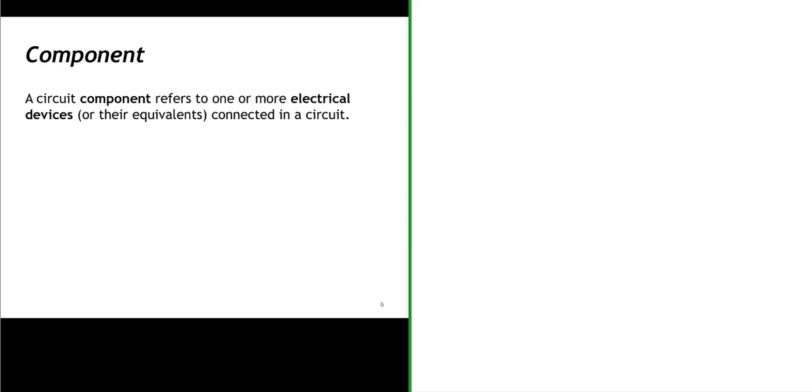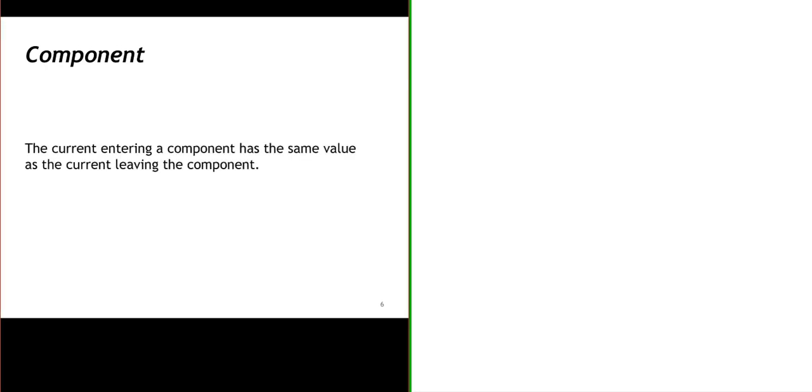So now that we know a little bit about current, a little bit about wires, let's talk about components of circuits. These are things that we put in a circuit to do something. So we could say that a circuit component refers to one or more electrical devices or their equivalents connected in a circuit. The current entering a component has the same value as the current leaving a component.